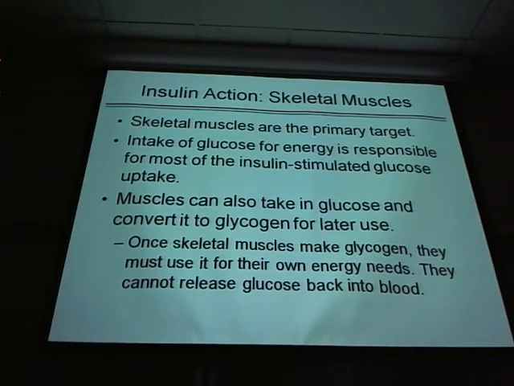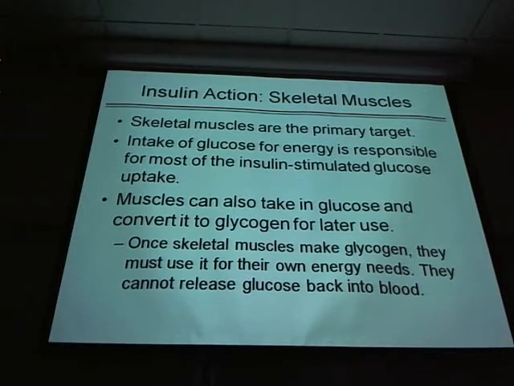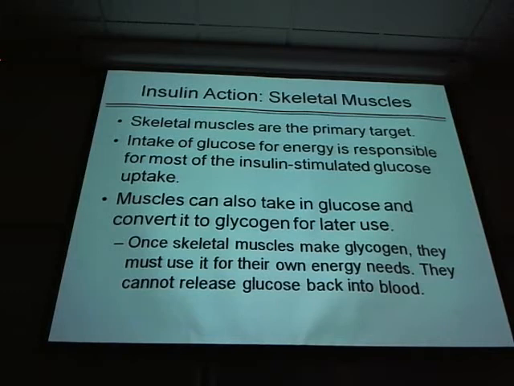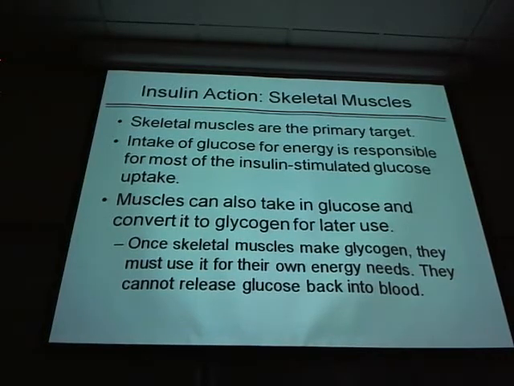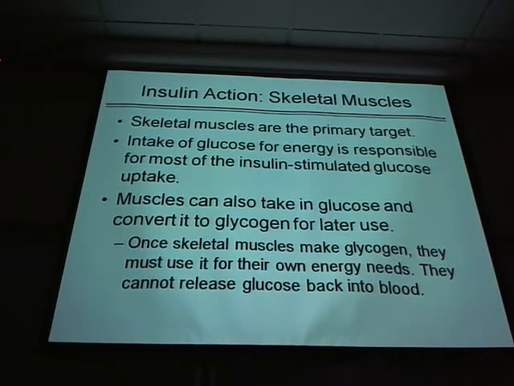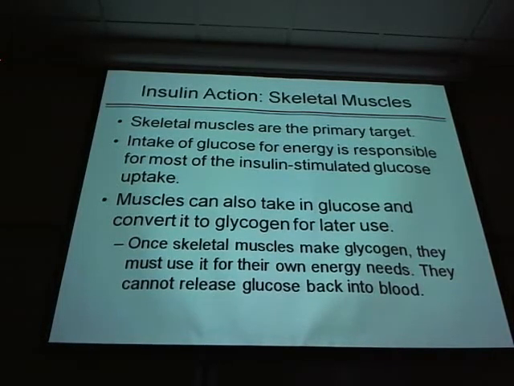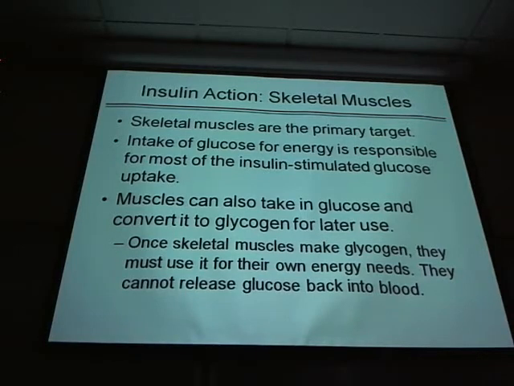Skeletal muscles take in glucose for energy, responsible for insulin-stimulated glucose uptake. They can also take in glucose and convert it to glycogen for later use. We already talked about that. Only skeletal muscles make glycogen, and once they make it, they must use it for their own energy needs. Once a skeletal muscle has glycogen, it cannot go back into the blood.